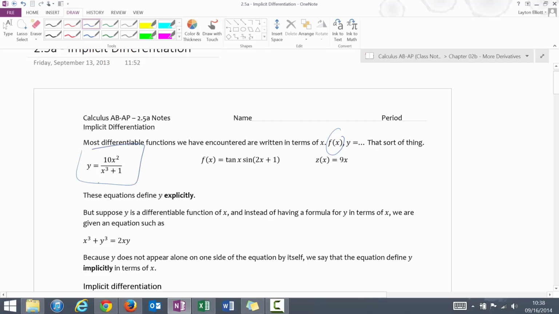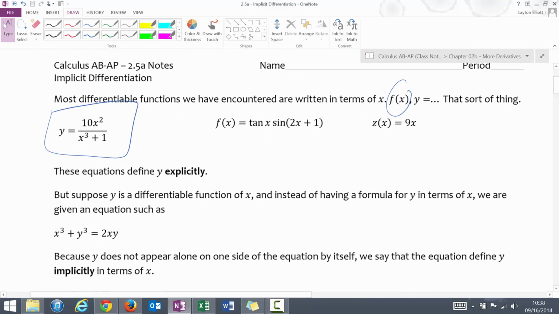So if you look at this first example, we have y equal to 10x squared over x cubed plus 1, that has y on the left and x on the right. That's what we call explicit. In other words, it's clean. It's function style. I plug in an x, I'm going to get a y out on the other side.